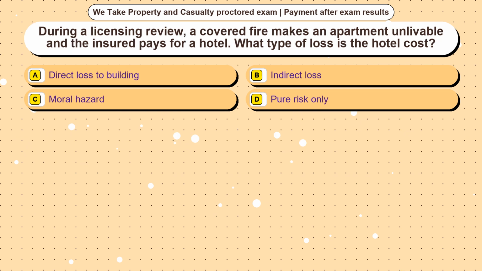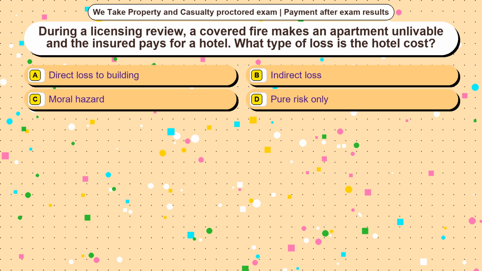Question 22. During a licensing review, a covered fire makes an apartment unlivable and the insured pays for a hotel. What type of loss is the hotel cost? Option A, direct loss to building. Option B, indirect loss. Option C, moral hazard. Option D, pure risk only. The correct answer is option B.